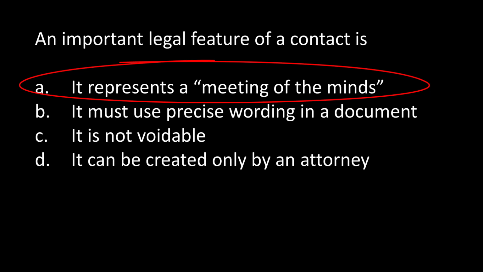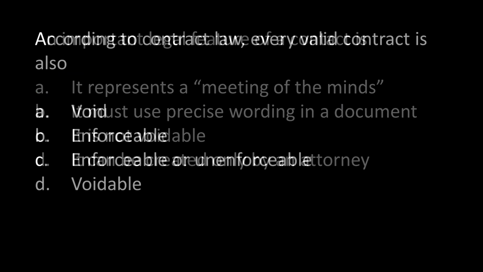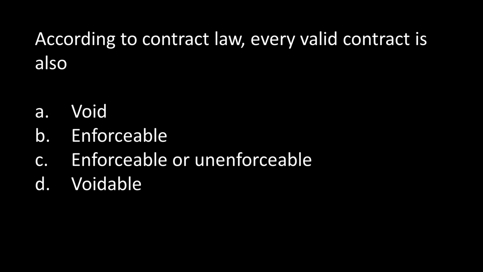Next question. According to contract law, every valid contract is also A. Void, B. Enforceable, C. Enforceable or unenforceable, D. Voidable. Every valid contract is also C. Enforceable or unenforceable, such as a verbal agreement is a valid agreement. It's unenforceable, but it's valid.